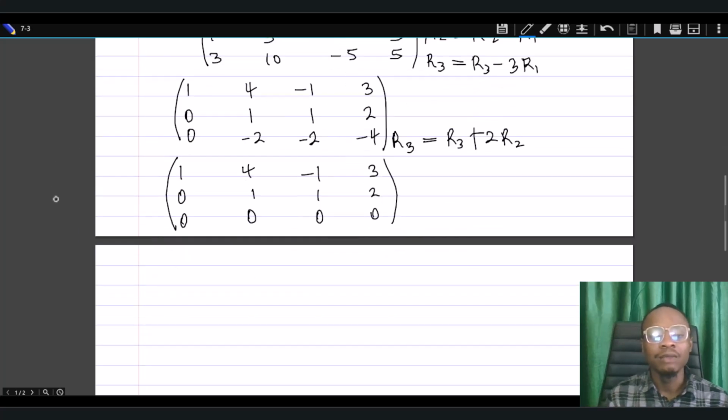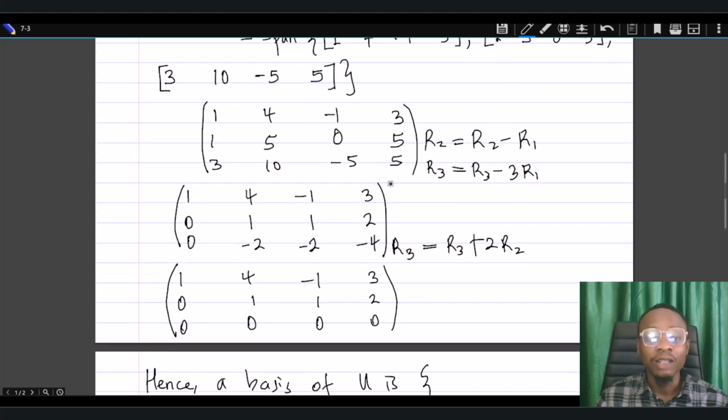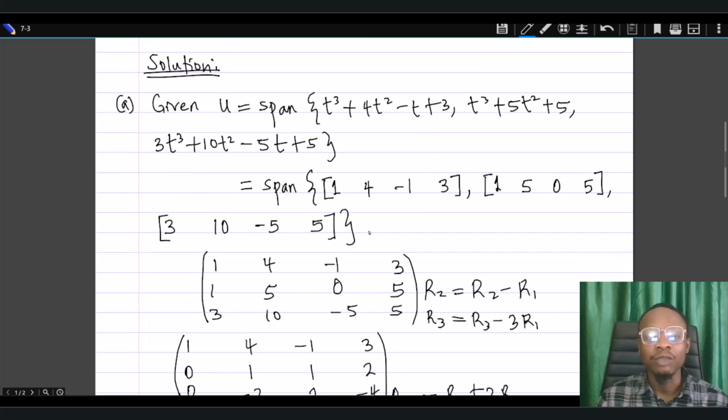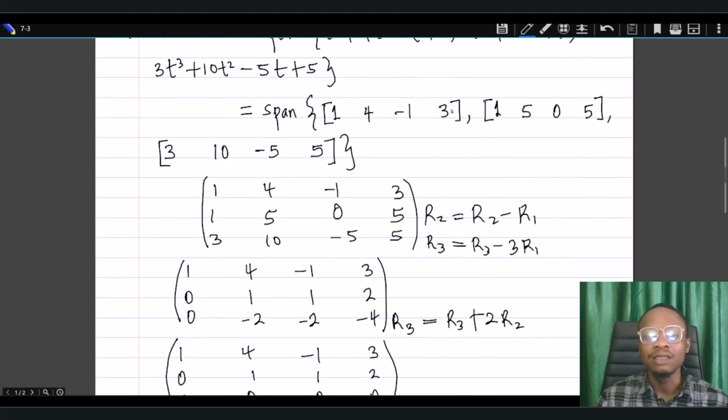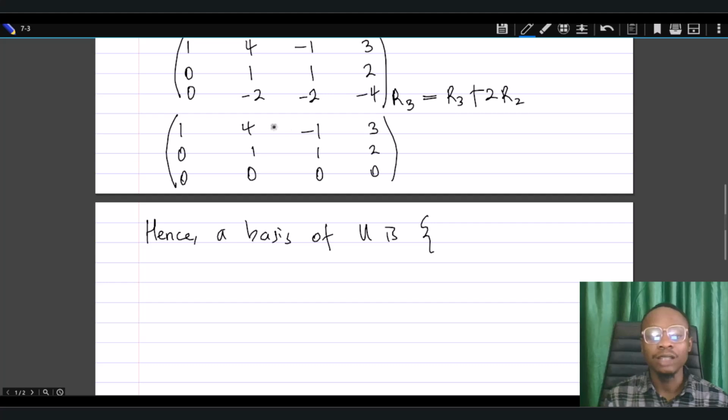So we now conclude that a basis of U will have only two vectors, given by 1, 4, minus 1, 3, and 0, 1, 1, 2. Of course, we will contextualize that to what we have here. We know that the first entry is the coefficient of t cubed, the second is the coefficient of t squared, the third is the coefficient of t, and the last is the constant.